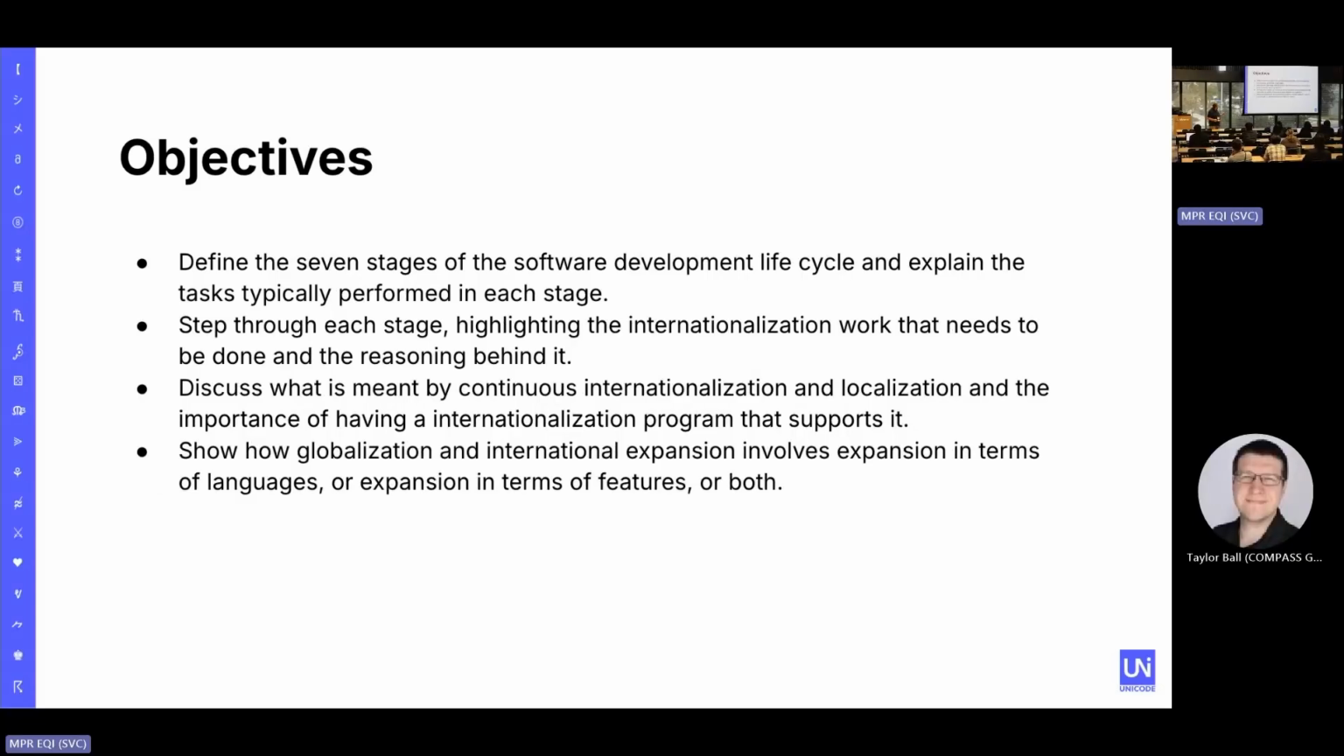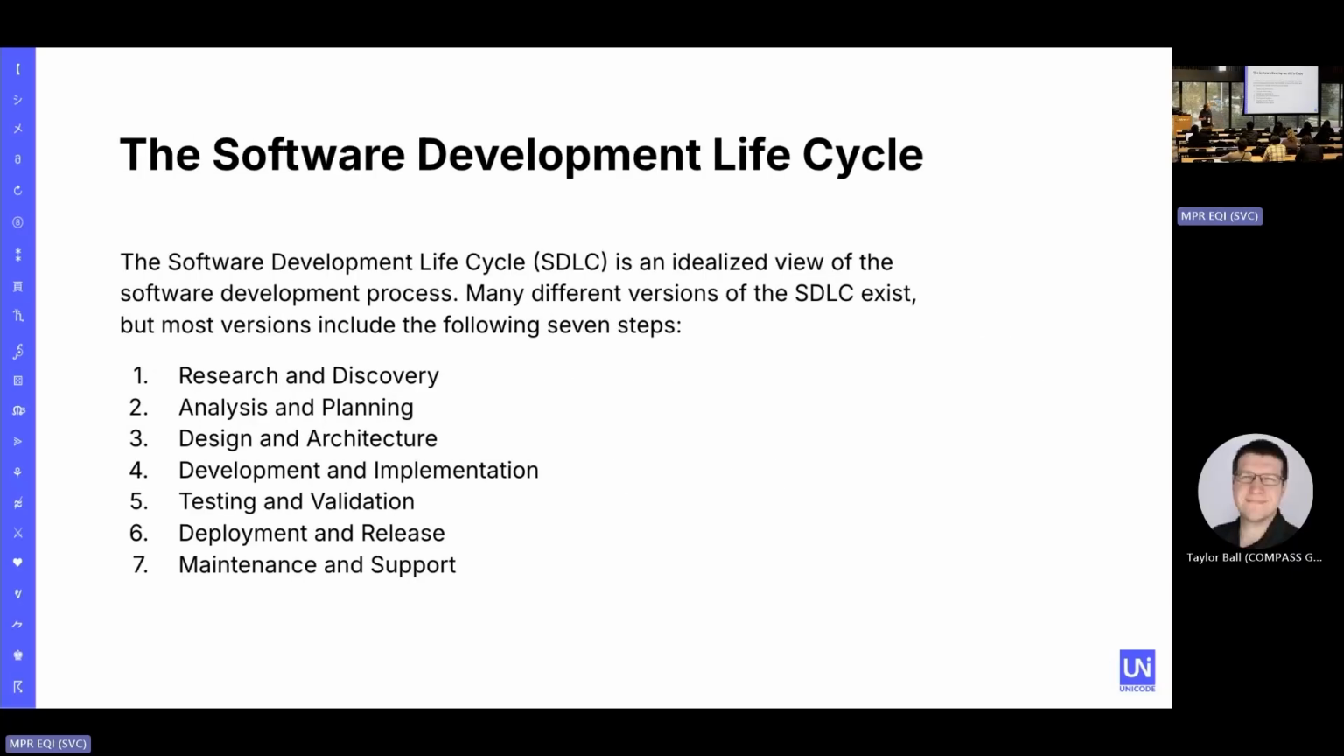So we'll define the 7 stages, step through each stage and highlight internationalization and localization, and then talk about globalization through internationalization and localization expansion. So the software development lifecycle is an idealized view of the software development process. There are many different versions you can find on the web, but most versions include 7 steps, which are some version of what I've got here.